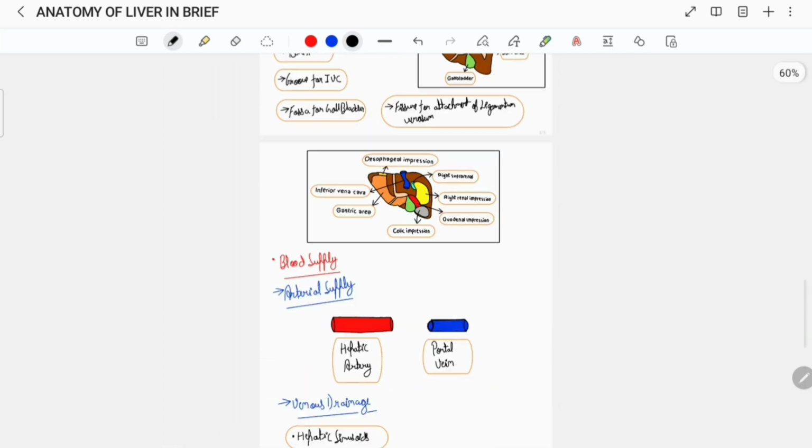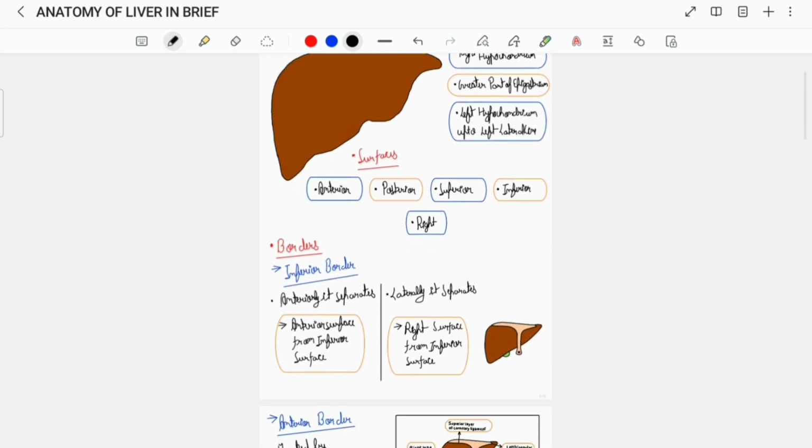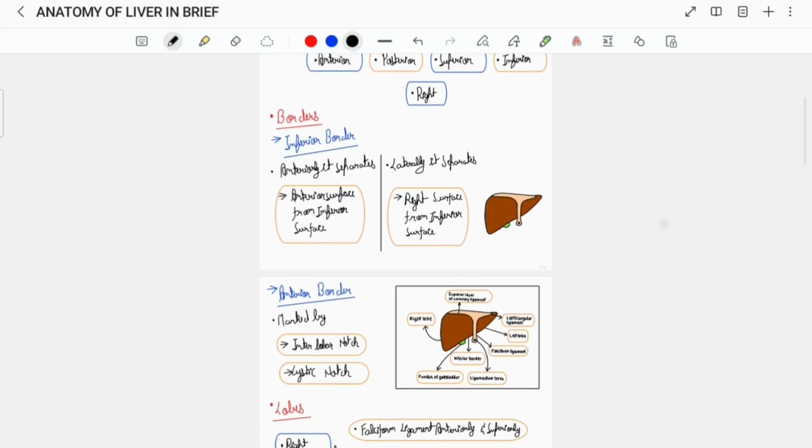So this was all about anatomy of liver in brief. Here is the overview of what I have discussed.